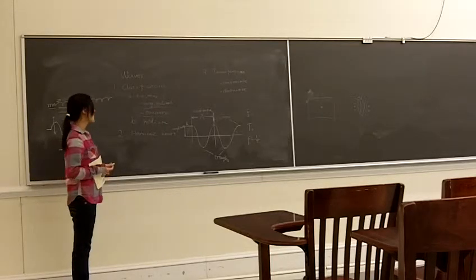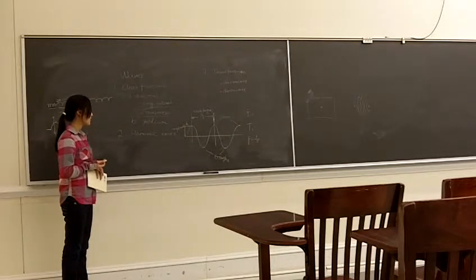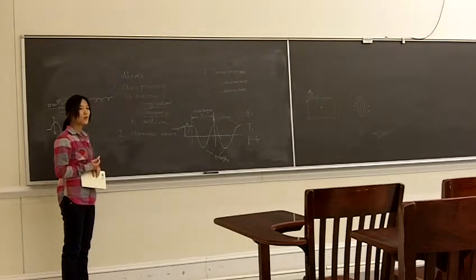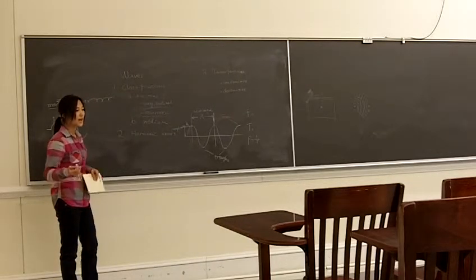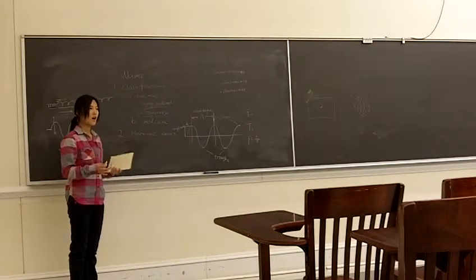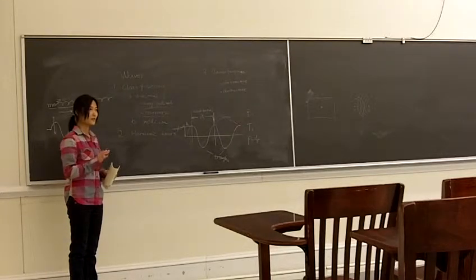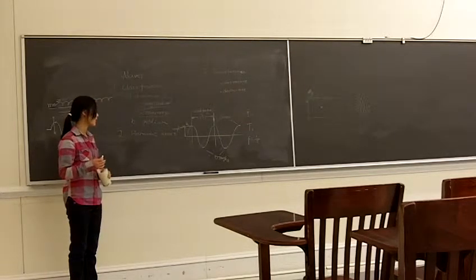Another method to classify waves is based on whether they need a medium to propagate. Those waves that need a medium to propagate are called mechanical waves. A typical example of mechanical waves is sound waves. That's why we cannot talk if we are on the moon, because there's no air for the sound wave to travel in.